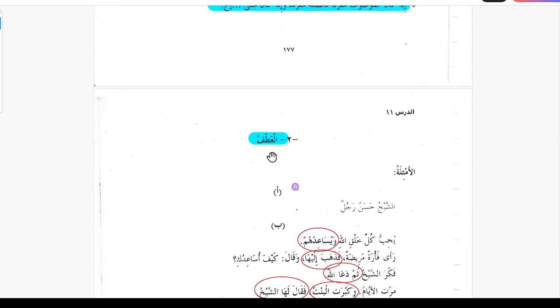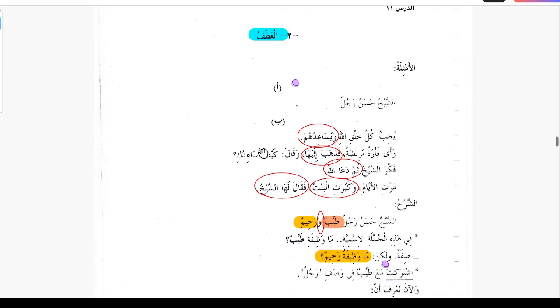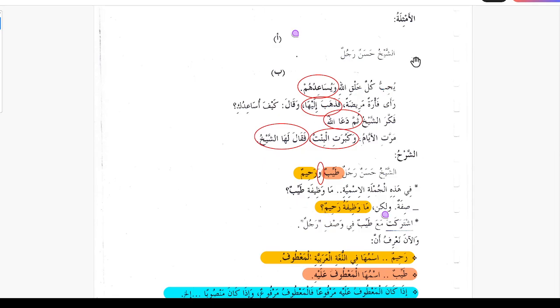Next is ataf, the connector. Al-ataf means the connector. So here are the examples. Actually, here is something omitted. This statement is: Ash-Shaykhu Hasanun Rajulun Tayyibun wa Rahimun. Sheikh Hasan is a good and compassionate man. This is the example.